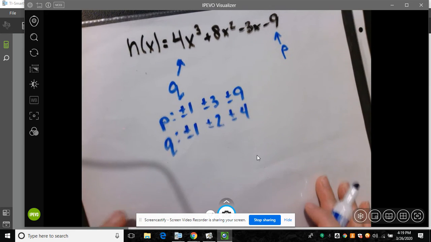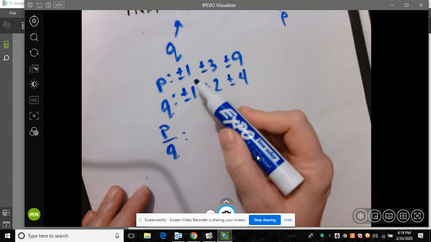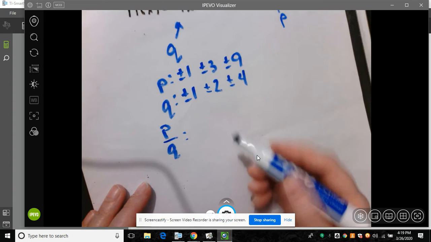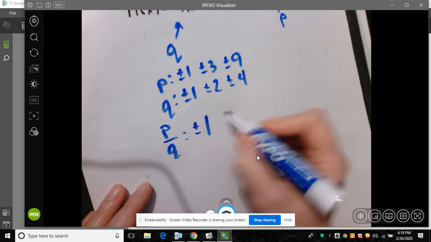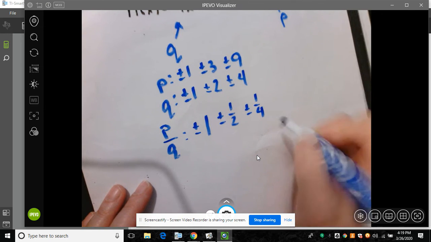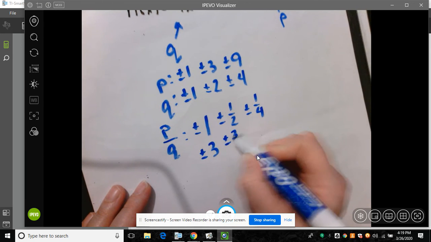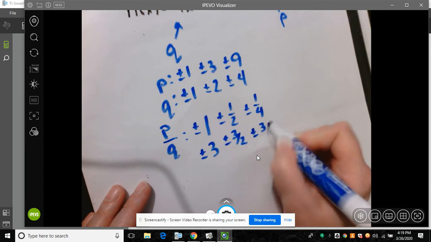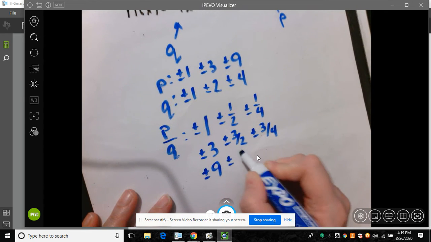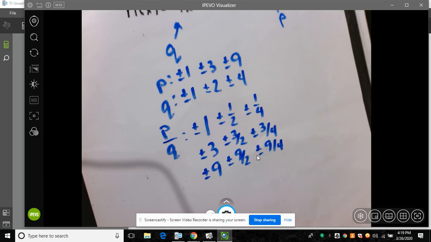There we go. And then I'm going to do p divided by q. This is going to give us a little bit longer list because I've got 3 numbers here and 3 numbers here. So I'm going to take each of these p's and divide it by each of the q's. So I'm going to have 1 over 1, 1 over 2, 1 over 4. Then I'm going to have 3 over 1, 3 over 2, and 3 over 4. Then I will have 9 over 1, 9 over 2, and 9 over 4. So those are our values that we're going to look at.